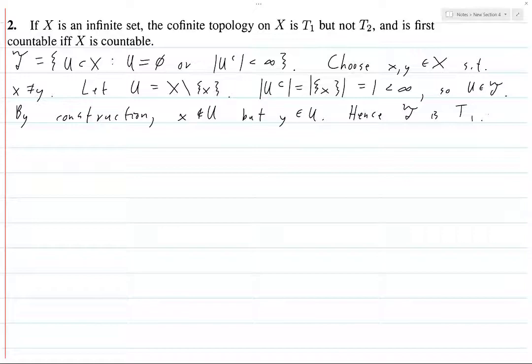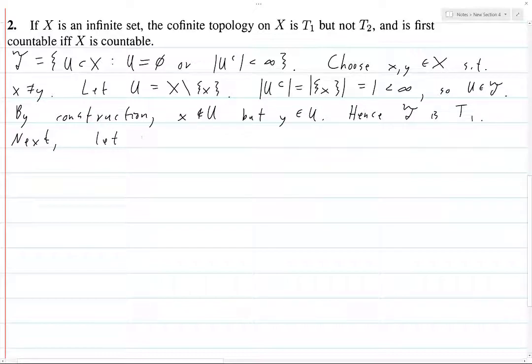Okay, so what does T2 mean? T2 means that if you're given any elements x and y, which are not the same, then you can find disjoint open sets such that x is contained in one of the open sets and y is contained in the other open set. Okay, so let's prove that that's not the case.